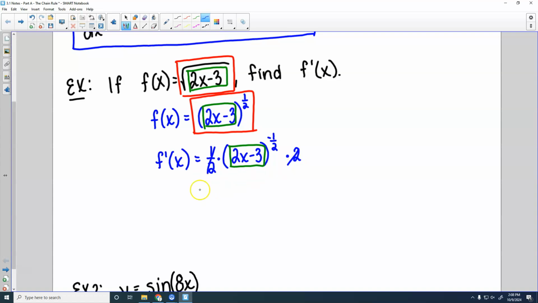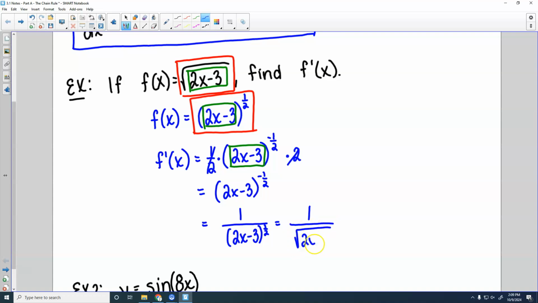We just have 2x minus 3 to the -1/2. And then they might leave it like that. They might also send that back down to the denominator because it's got a negative exponent and write it this way, 2x minus 3 to the +1/2. Or they might write it as the square root of 2x minus 3 in the denominator there.